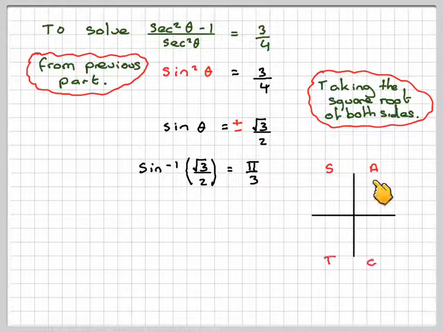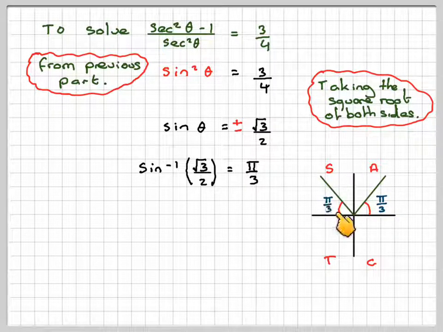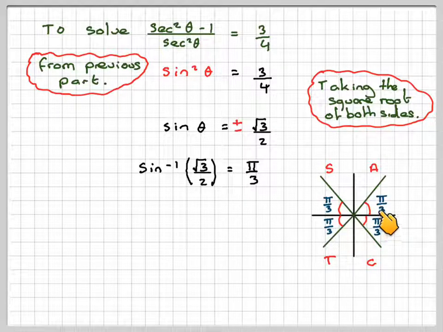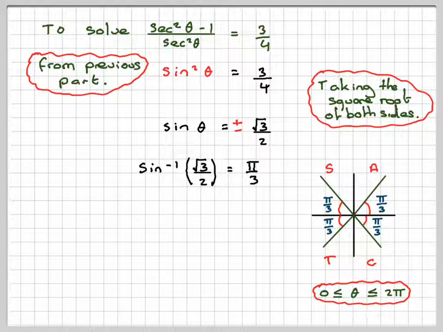Now do our CAST diagram, or All Stations To Central, whichever way you remember it. Because we're looking at both plus and minus, we need to draw our angle against the x-axis in every quadrant. So that's π/3, π/3, π/3, and π/3. And then we can work out our angles. Remember, we're solving between 0 and 2π. So θ will be π/3.